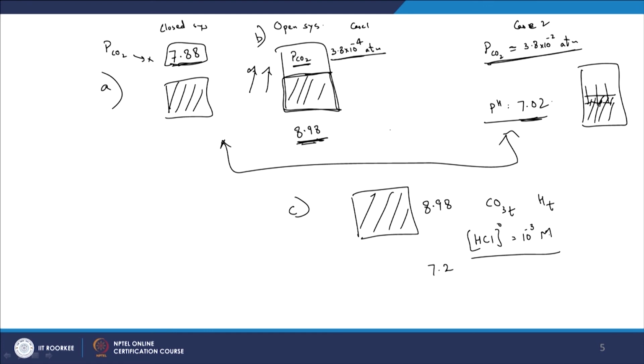So, again, let us just try to understand the system. In the closed system, different cases given, we end up with a pH of 7.8. In the open system, CO2 escaped into the atmosphere, and thus our pH increased. So, in effect H2CO3 left the system, and that is why the pH increased to 8.98. Then after that we add HCl again, and obviously you are going to see a decrease in the pH, and that is what you see here.